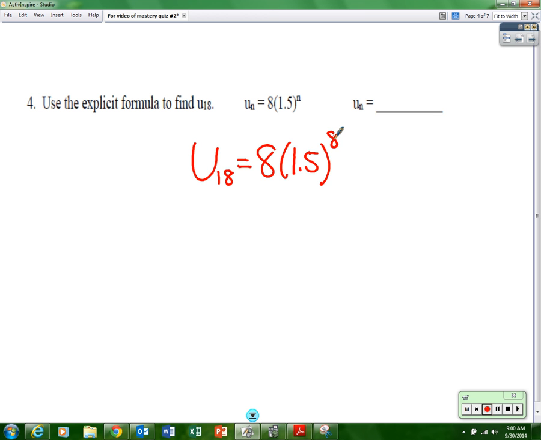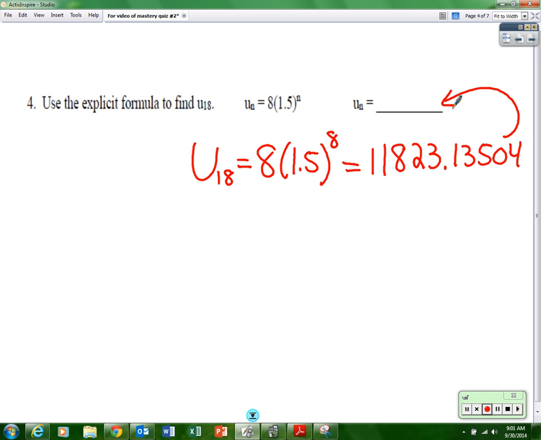Again, take your calculator, plug it in, and it will spit out 11,823.13504. So that is the 18th number in this sequence.